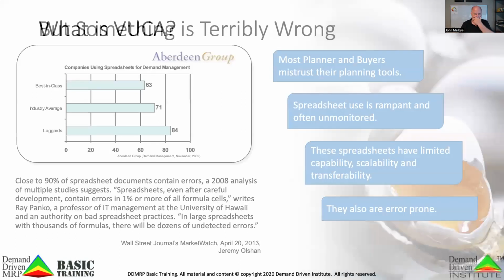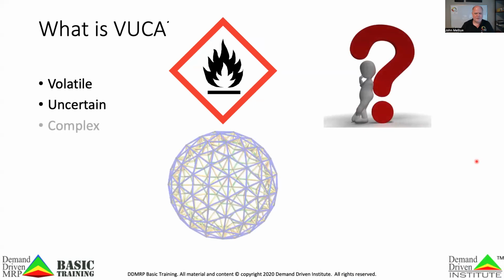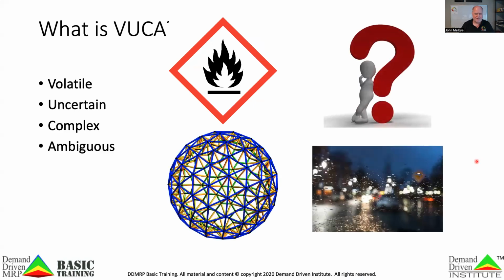The VUCA world, I mentioned this earlier: volatile, uncertain, complex, and ambiguous. The world is getting more and more uncertain, more and more complex. There are more nodes of transport in our supply chains, and it's more and more ambiguous to know, should we act in this way or should we act in that way? What should we do? Because we can't guarantee the results.